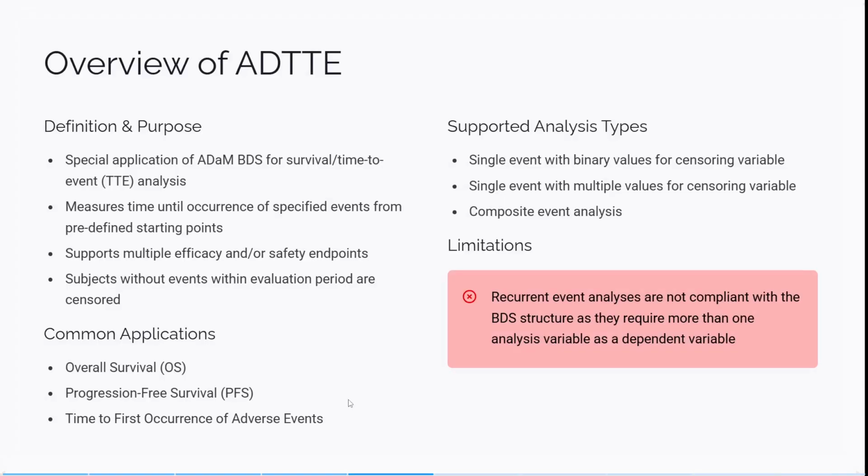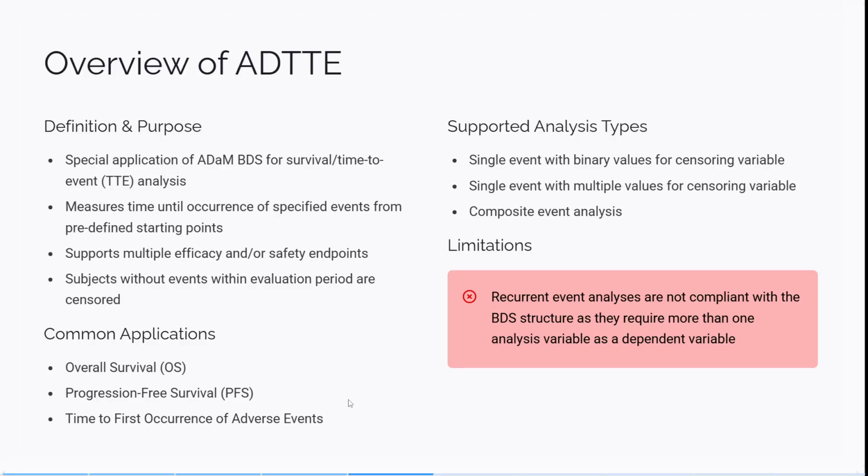The definition and purpose: a special application of the ADaM BDS for survival time to event analysis. It measures the time until occurrence of specific events from predefined starting points, and it supports multiple efficacy and safety endpoints. Subjects without events within the evaluation period are censored.